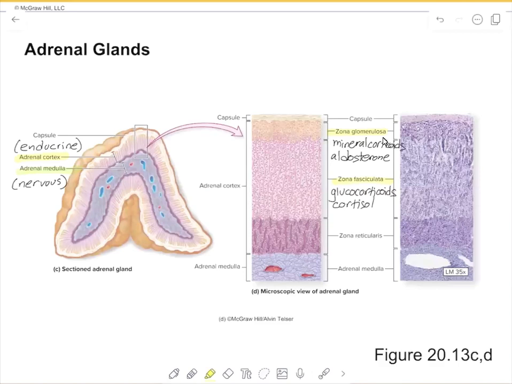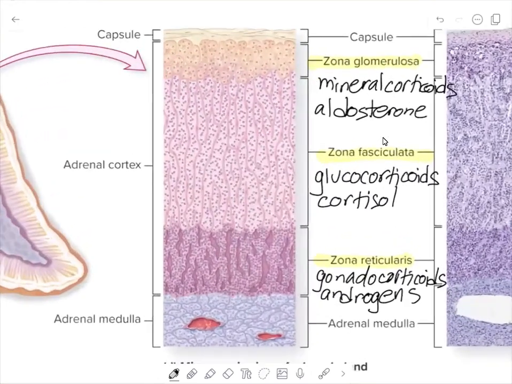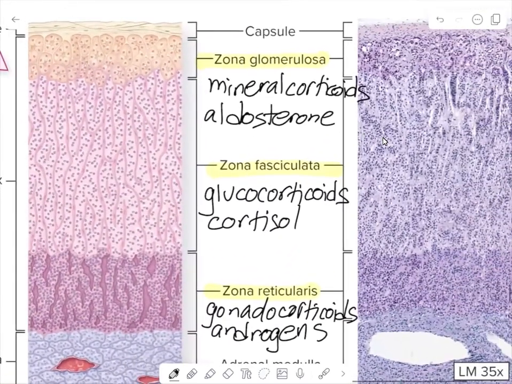The innermost layer then is the zona reticularis, which secretes gonadocorticoids. So this tells you what target tissue it has with the gonads, and the most common gonadocorticoid is the androgens. So you should be able to recognize the three different layers, either on a diagram like this or on a micrograph like this.